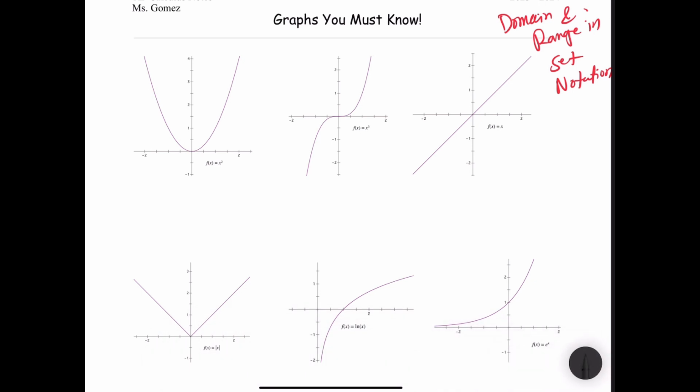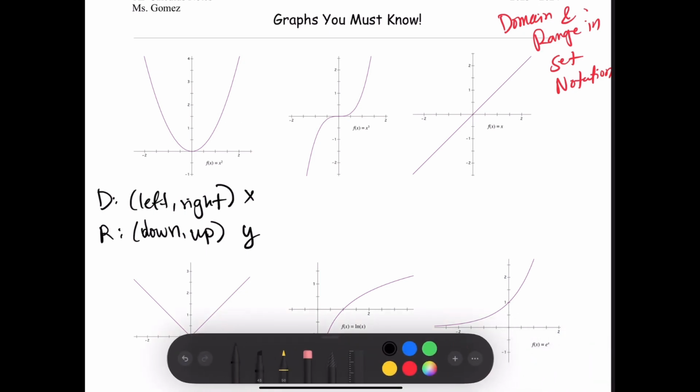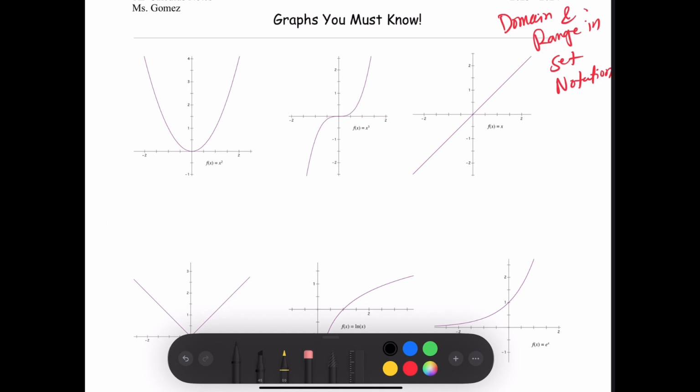Remember that domain and range. Domain observes the left and right behavior of the function. So what happens as I go toward the left and I go toward the right? And these are mostly x values, right? And range observes the downward and upward behavior of a function, looking at where the function exists on the y-axis, okay? So I'm going to be observing the end behavior of these functions for the left, right, downward, and upward to find the domain and range.